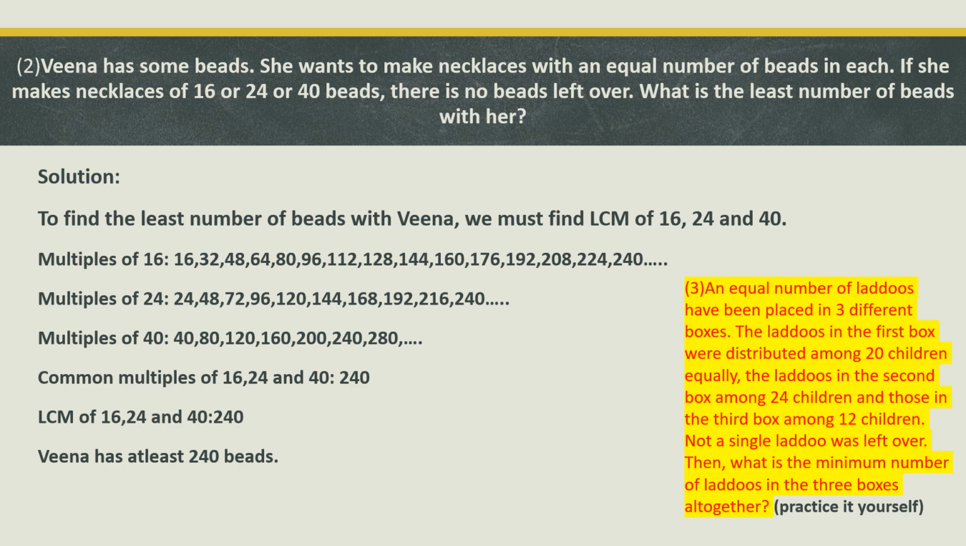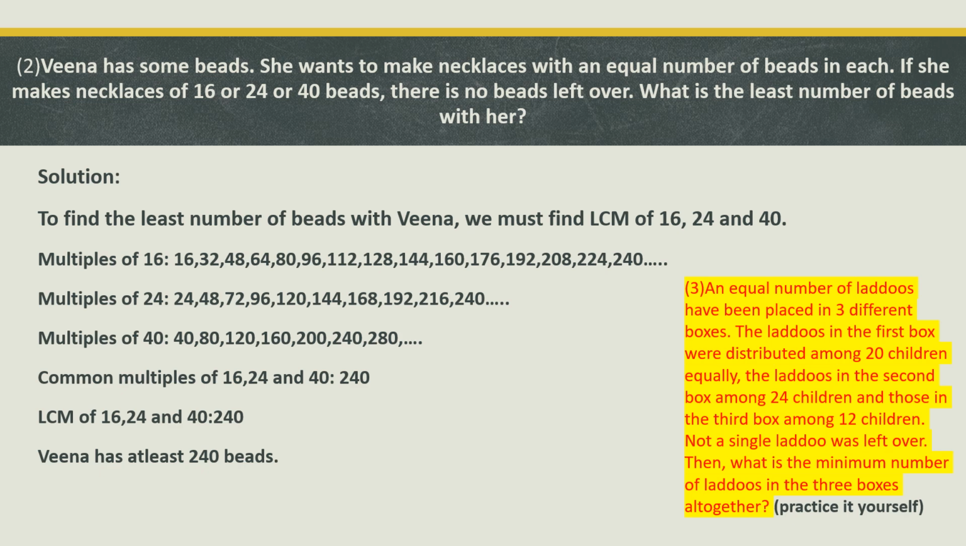Veena has some beads. She wants to make necklaces with an equal number of beads in each. If she makes necklaces of 16, 24 and 40 beads in each, it's a condition that no beads should be left over. So to find the least number of beads with her, we have to find the least common multiple.